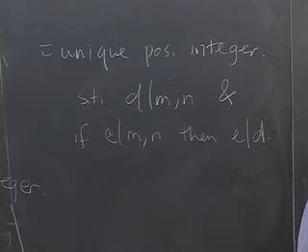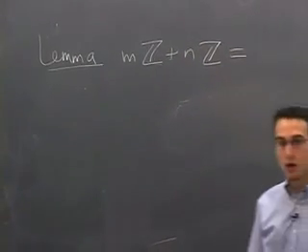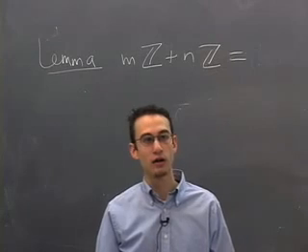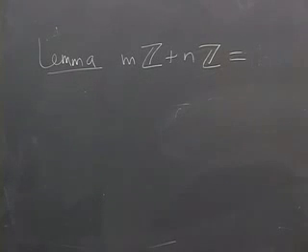Now, the main fact that I want to prove about GCDs is that they have a relationship to the group structure, or subgroup structure, on Z that we've studied so far. Yes? Question?